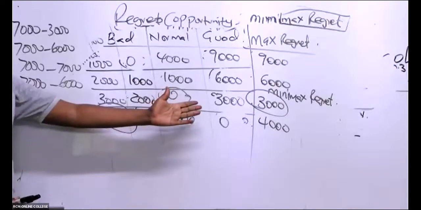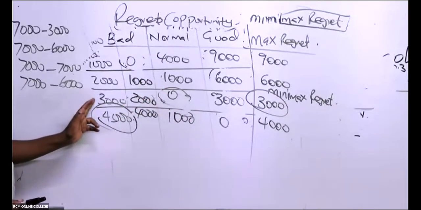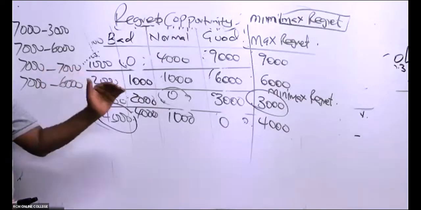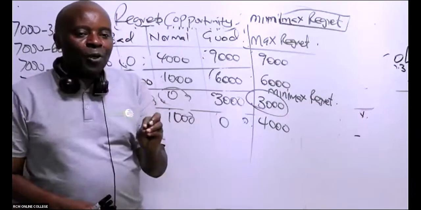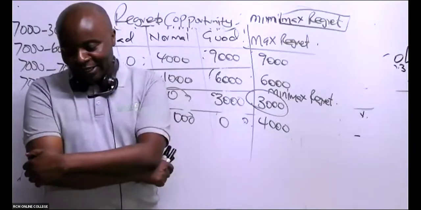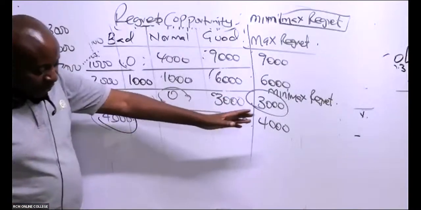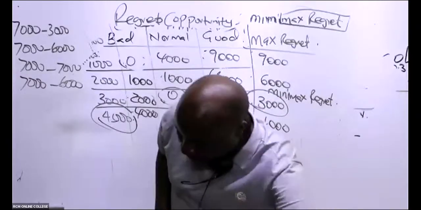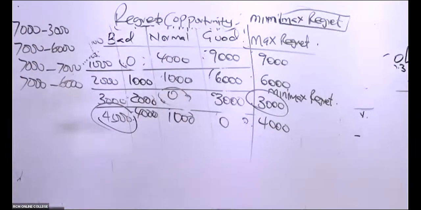So under minimax regret, what are we advising them to do? This is the answer, 3,000. No other calculation. You don't use probabilities at all, because we would have used probabilities if they asked us to get expected opportunity losses. So using minimax regret, we shall be able to purchase how many burgers? 3,000.